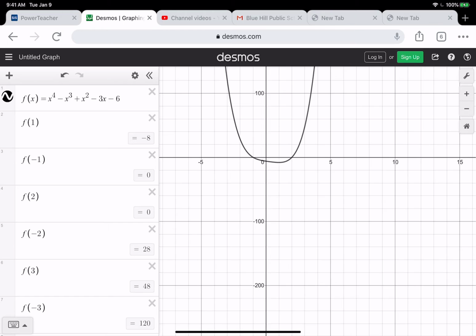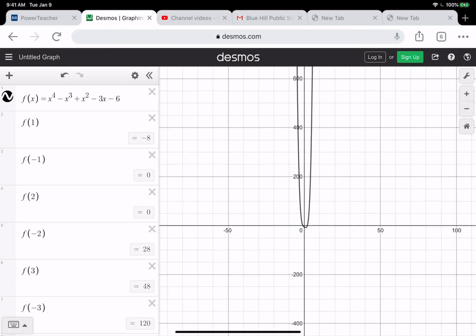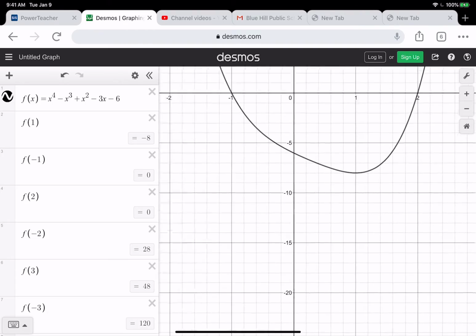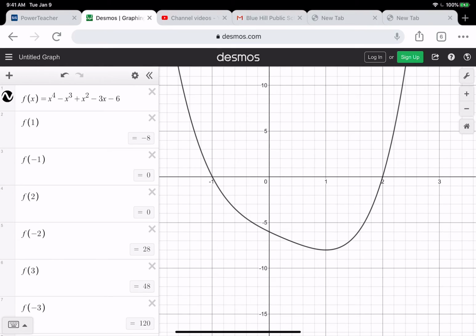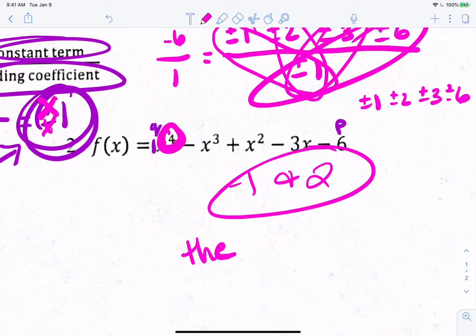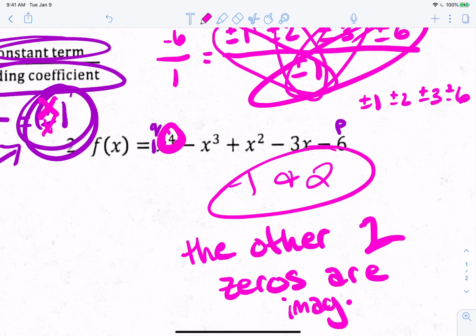Okay, nope, it's only 2. So what are my other 2 then? Not there unless they're all the way down, but I don't think they are. I think he just goes on forever up. So what are my other 2 zeros going to be? Imaginary. Okay, so they are not ugly decimals. The other 2 zeros are imaginary. Does that make sense? Okay. The only 2 places he's crossing is at negative 1 and 2.